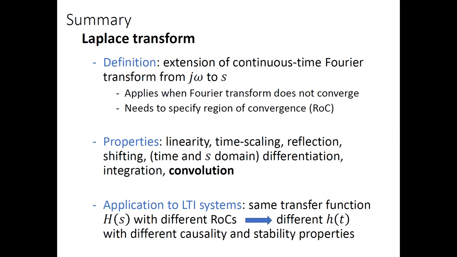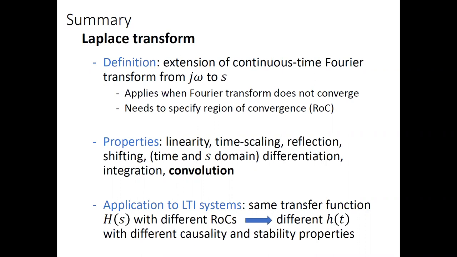So now let me summarize the entire chapter. In this chapter we learned Laplace transform, which is an extension of the continuous time Fourier transform we learned last chapter. It's an extension from the frequency omega, from j omega to a complex number s. s not only contains imaginary part j omega, but also contains a real part sigma that is possibly non-zero. Therefore, we extend the Fourier transform on the imaginary axis to Laplace transform on the entire complex plane. And this extension called the Laplace transform applies when the Fourier transform does not converge.